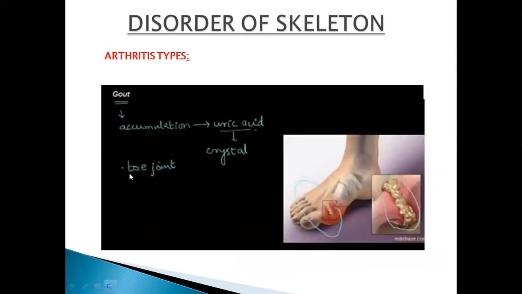And yes, the third type here, gout. It is the accumulation of uric acid crystals. Like you can see here, this toe joint, and you can observe certain crystals here. These are made up of uric acid, which causes a problem known as gout, and it is a type of arthritis because it basically damages the joints, the toe joint. You can see here.